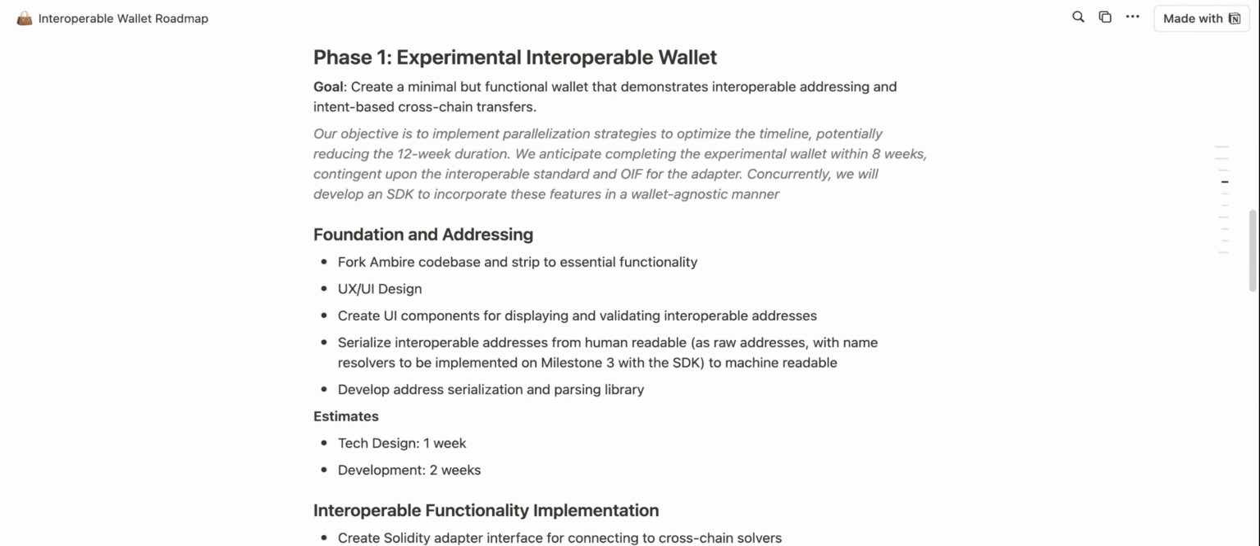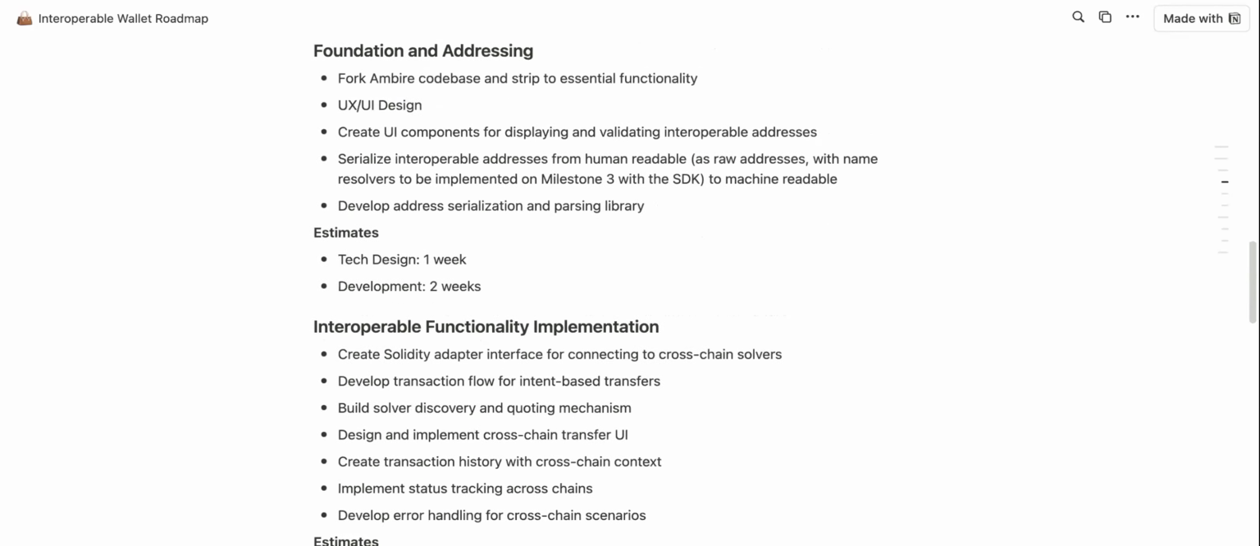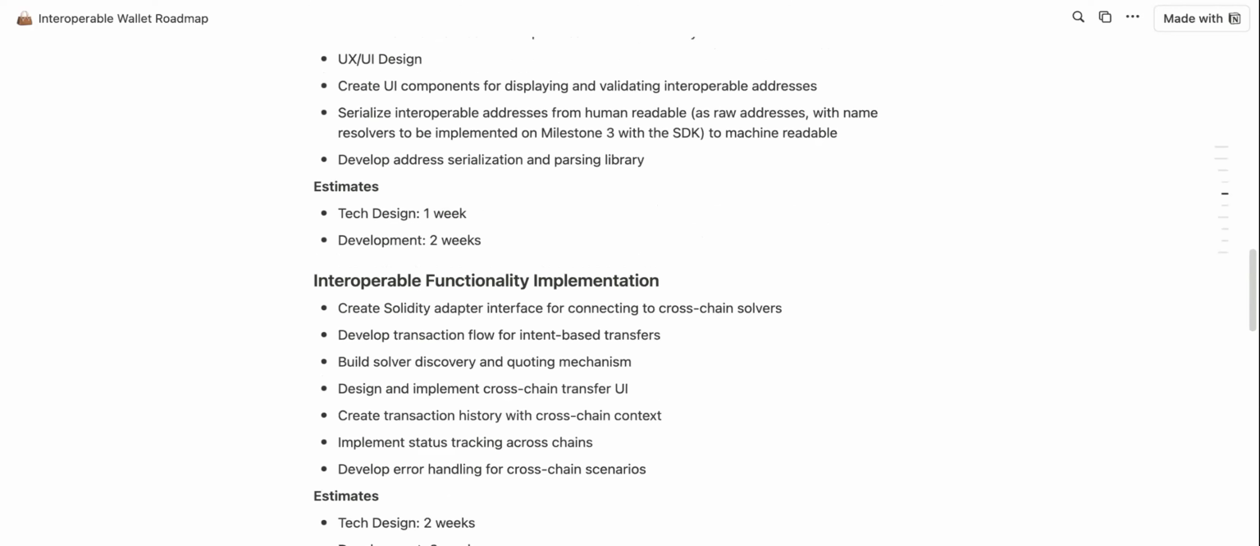So continuing with the wallet milestones, over here, we will translate these efforts into the wallet agnostic SDK as mentioned before. And once address formatting and serialization is resolved, we'll move to the next step of functional implementations, where we will develop an adapter interface matching the Open Intents Framework standard and develop intent-based transfers.